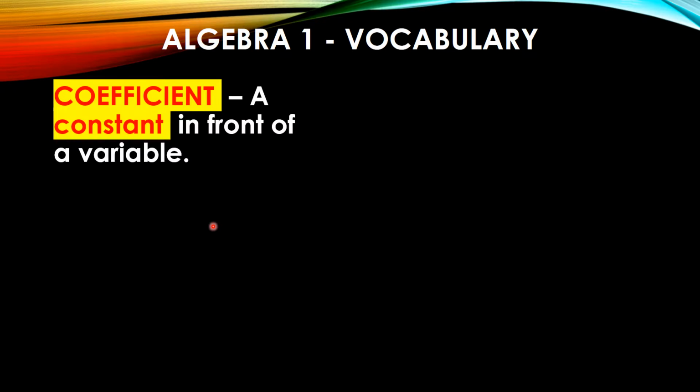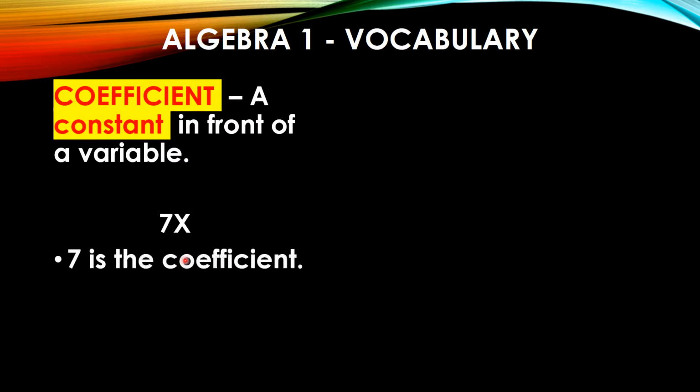Here's our third vocabulary term, coefficient. That's pronounced coefficient. And a coefficient is just a constant in front of a variable. So remember, a constant is a number and a variable is a letter. So let's look at this example right here. I've got this term here called 7x. So the number in front of the variable, 7, is the constant, and x is the variable.